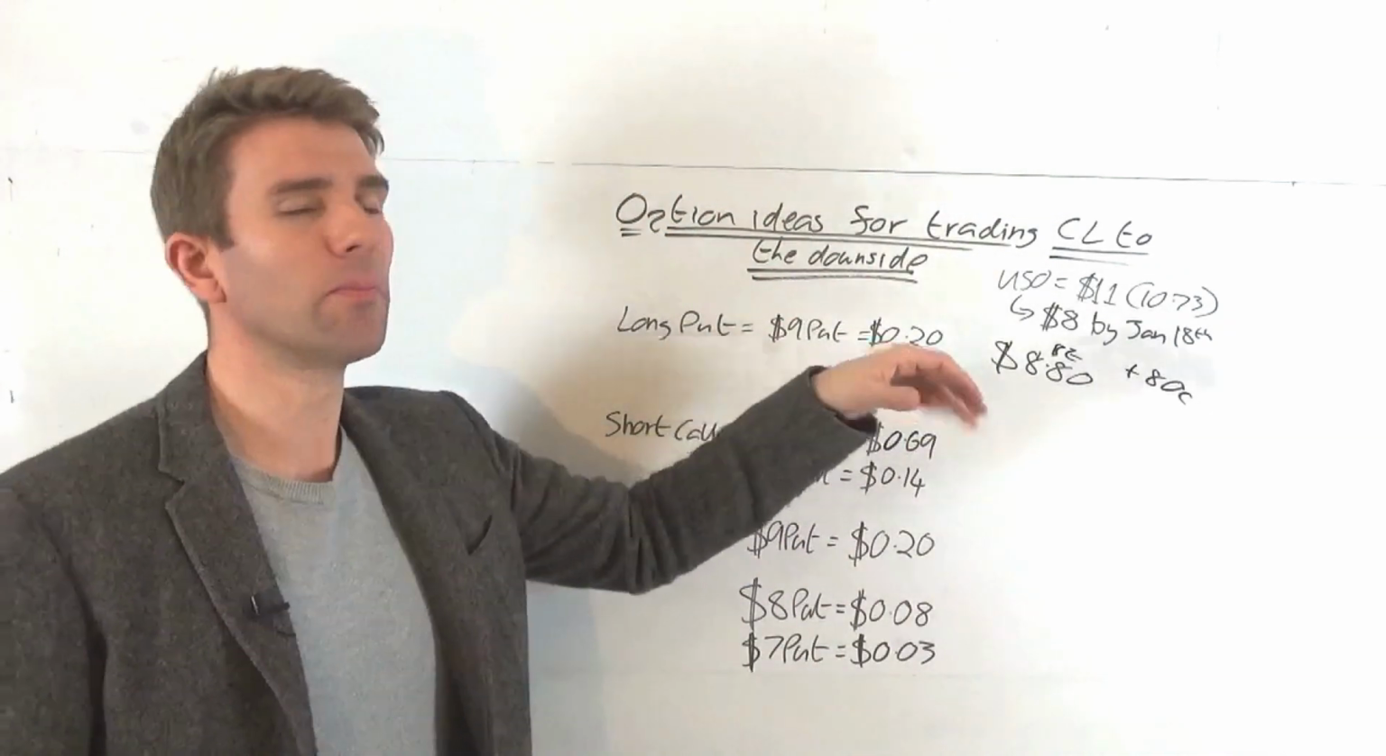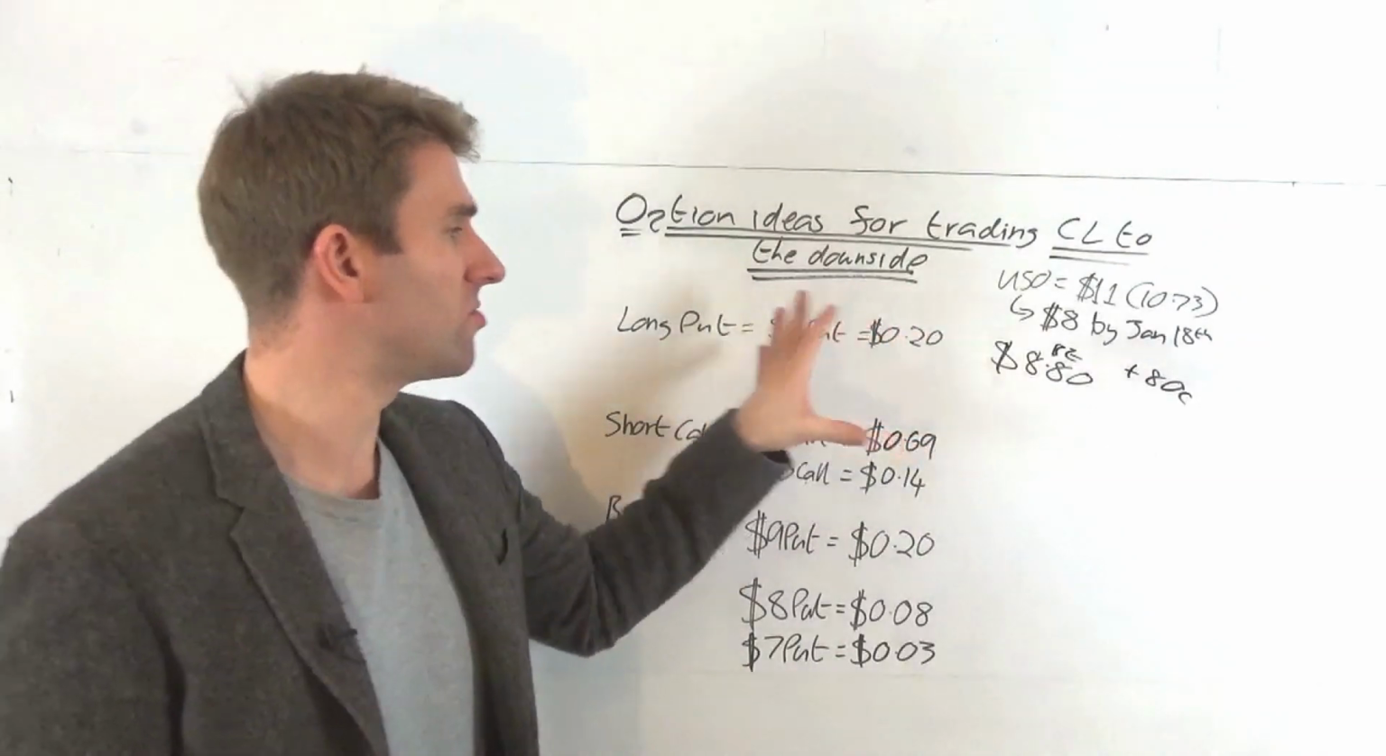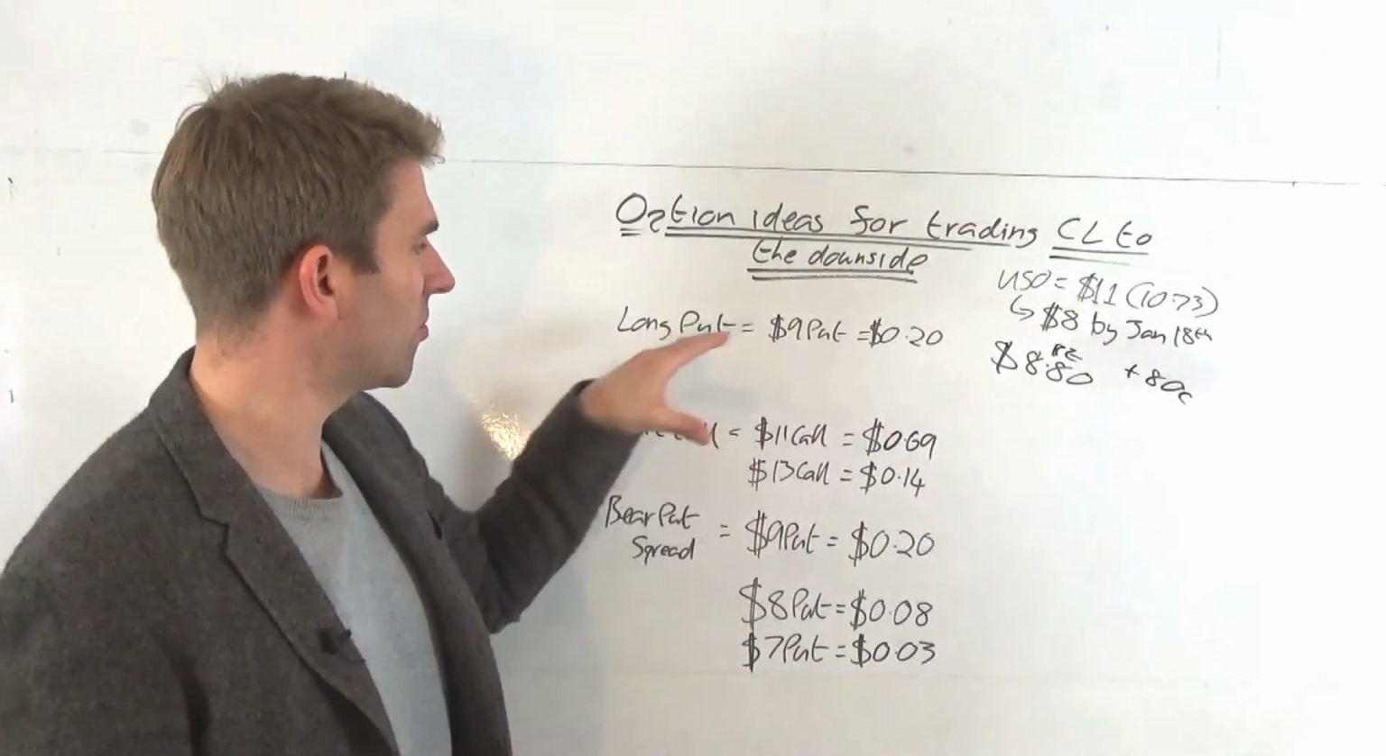Who knows what that could be trading? The point is, it would be valuable. So you've got the option to close that before expiry. That's one way of doing it, buying that put.